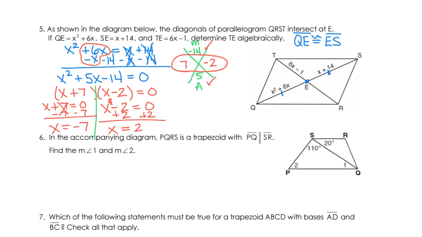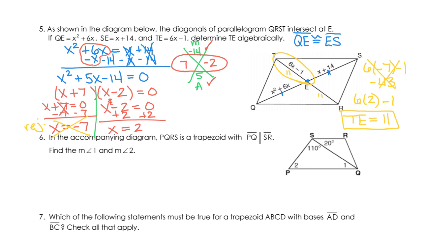So because they wanted us to find the length of TE, if we do 6 times our answer of negative 7 minus 1, that's going to give us negative 42 minus 1, which is negative 43. Well, that segment can't have a length of negative 43. So we have a reason to reject that answer, and we'll keep the 2. And so now we'll plug in our real answer of 2. 6 times 2 minus 1 is 12 minus 1, and now we can say that TE is equal to 11. And so not only is TE equal to a length of 11, but ER would also have a length of 11, because they are equal.